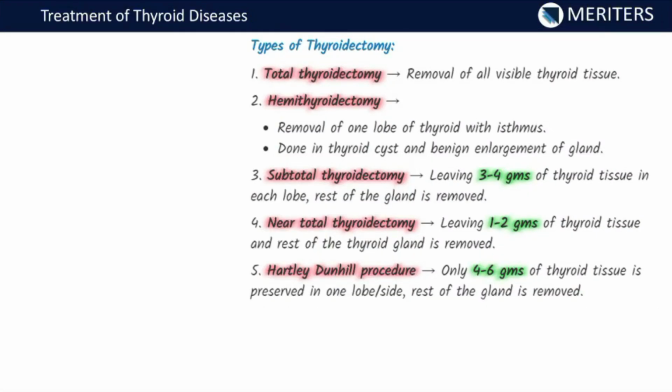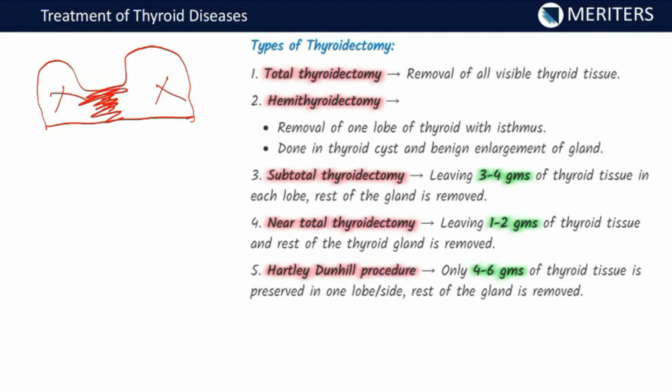Now you have different thyroidectomy techniques. Let's discuss all of them. First is total thyroidectomy. Here you remove all the visible thyroid tissue. In the thyroid you have lobes and isthmus. So that is your isthmus, and these are your lobes.